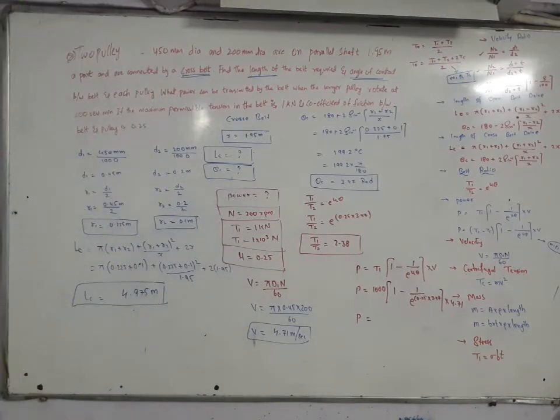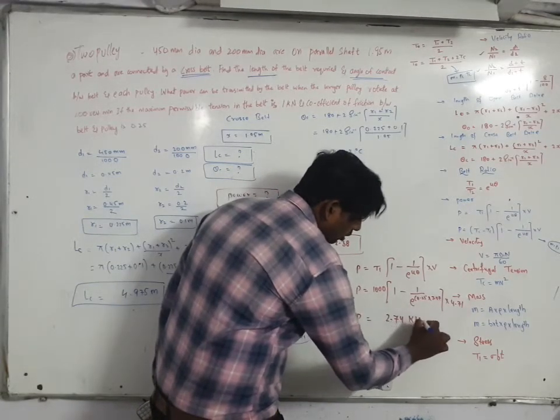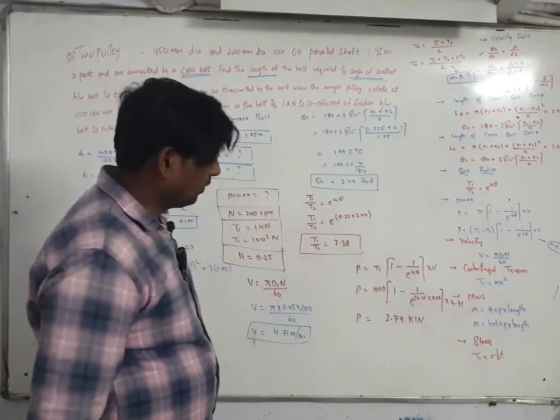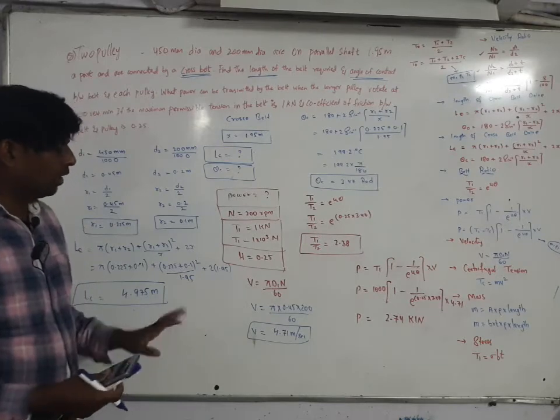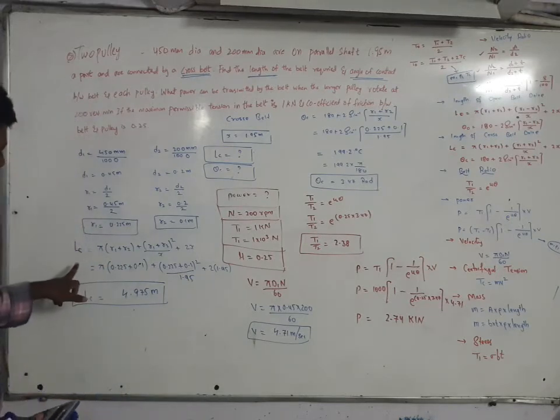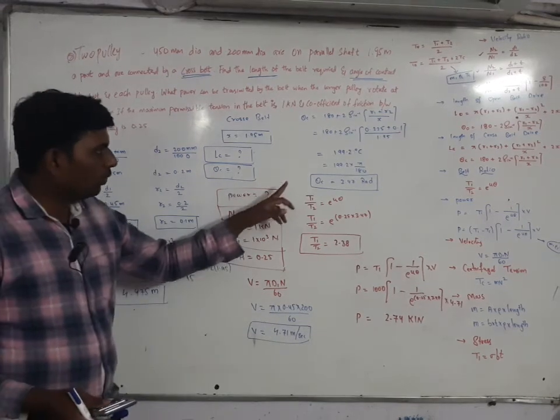With the help of this, 2.74 kilowatt power is given. Like this, you have to find out the power. First, you have to find out the length of a cross belt. Then you have to find out the angle of a cross belt.